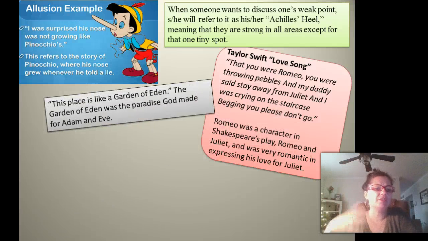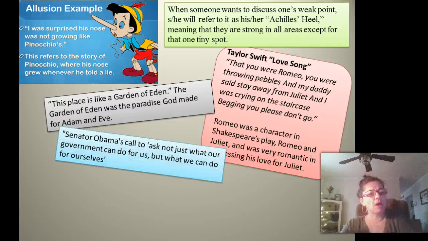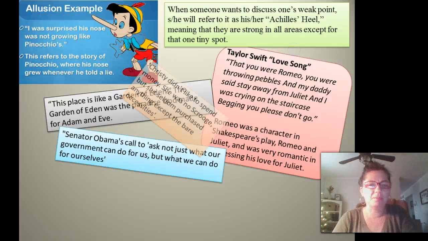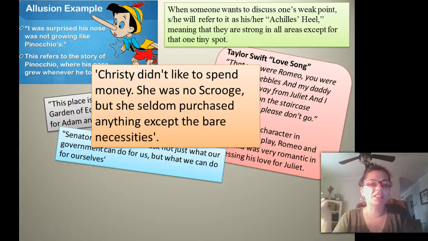"This place is like a Garden of Eden." Obviously, we all know the reference to the Garden of Eden. And Senator Obama's call to ask not just what our government can do for us, but what we can do for ourselves: "Ask not what you can do for your country." JFK speech. So all of these are very famous, but you see one's famous in mythology, one is fairy tales, one is biblical, one is historical, one is drama. And then, of course, "Christy didn't like to spend money. She was no Scrooge, but she seldom purchased anything except the bare necessities."